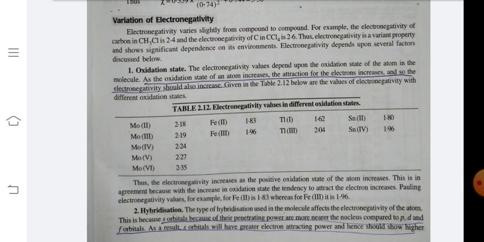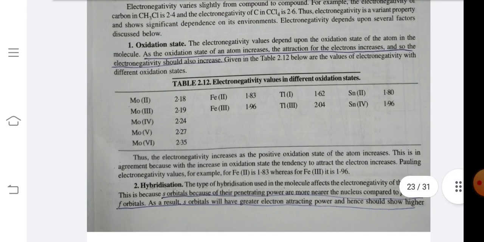Variation of electronegativity. Electronegativity varies slightly from compound to compound. For example, the electronegativity of carbon in CH3Cl is 2.4 and the electronegativity of C in CCl4 is 2.6. Thus, electronegativity is a variable property and shows significant dependence on its environment. Electronegativity depends upon several factors discussed below.